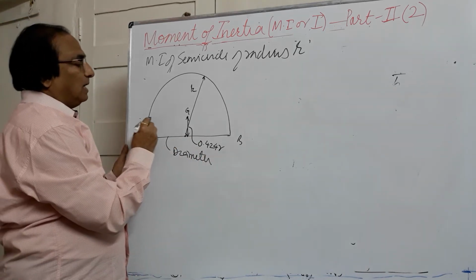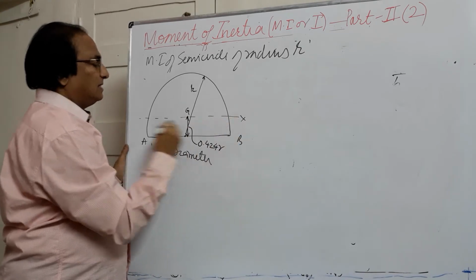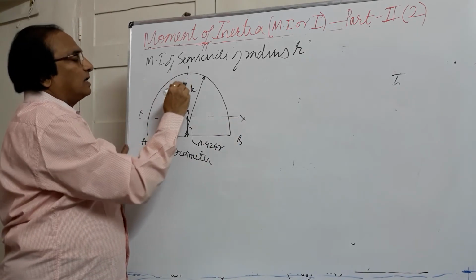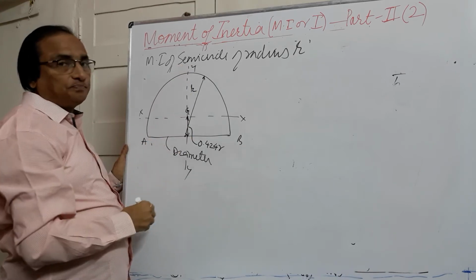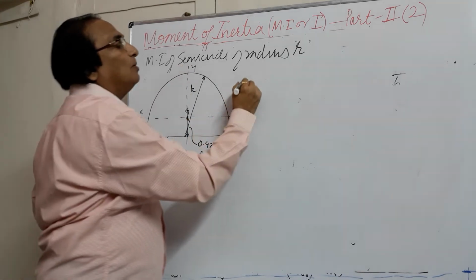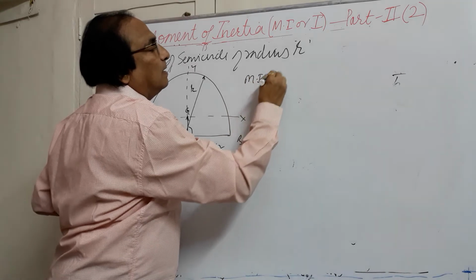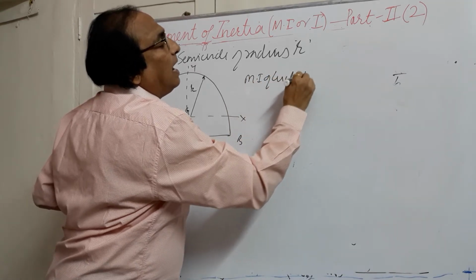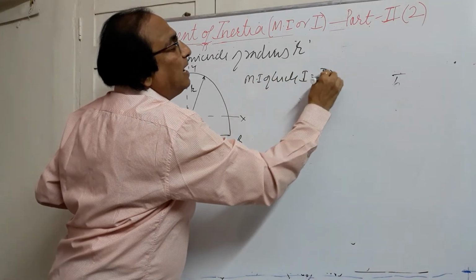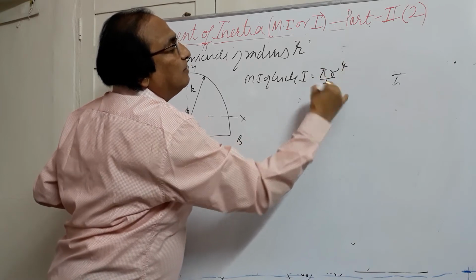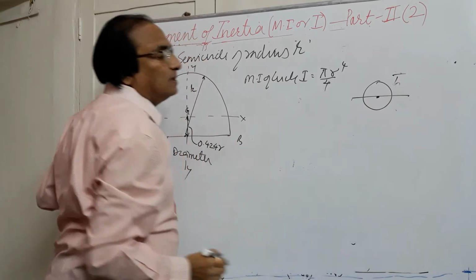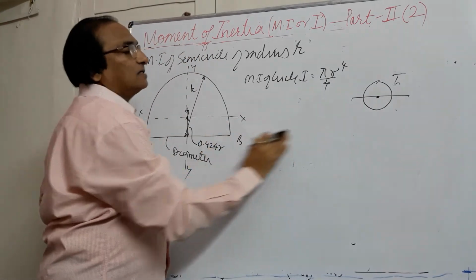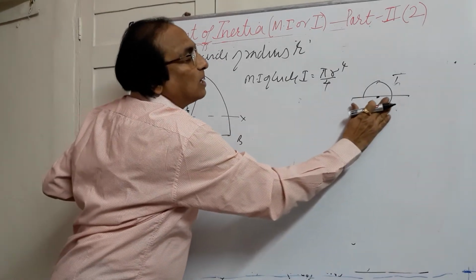So if I draw a line here, this is your x-axis, and if I draw a line perpendicular, this will be y. Now here we know the moment of inertia of a circle, I is equal to pi r raised to 4 divided by 4, moment of inertia about the x-axis. Now in the case of a semicircle, I will remove the lower half.